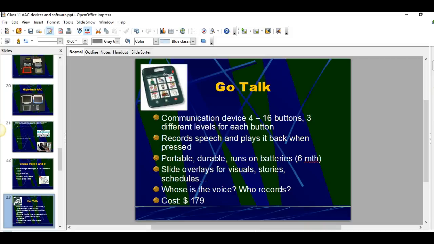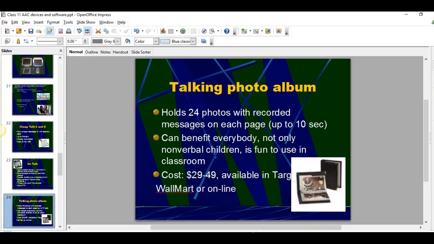Go Talk is another one that's even more sophisticated. You can record speech and it plays it back. It all runs on batteries, and there are some slight overlays for visual stories and schedules. So it comes with ideas already to record. It costs about $2,000.